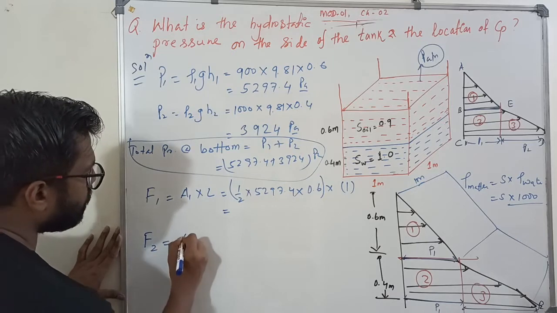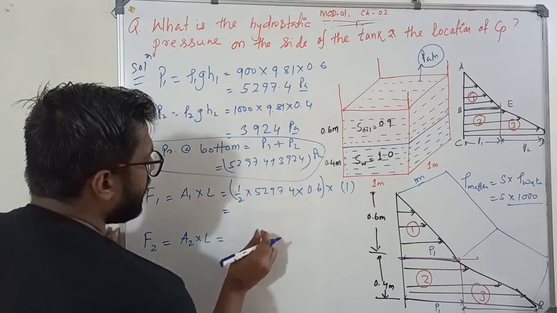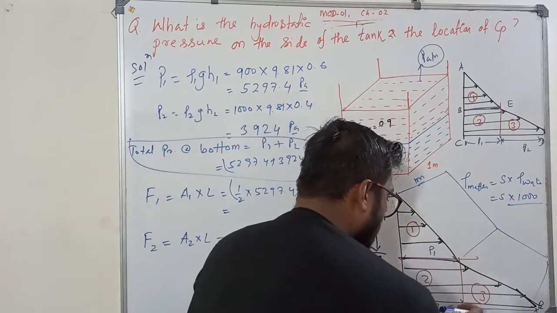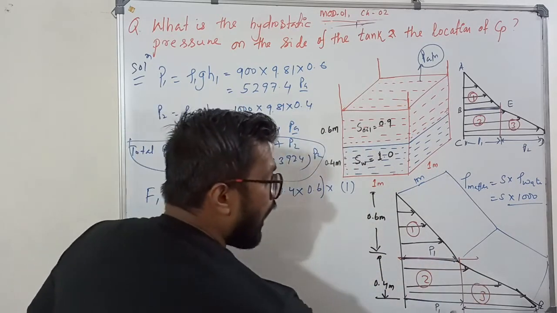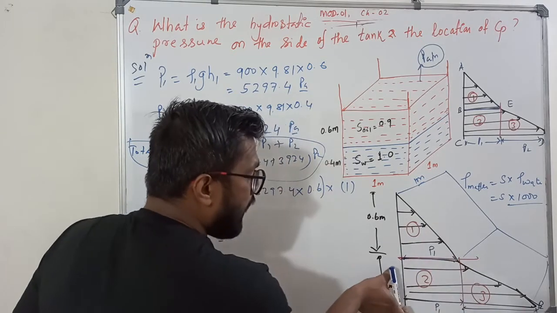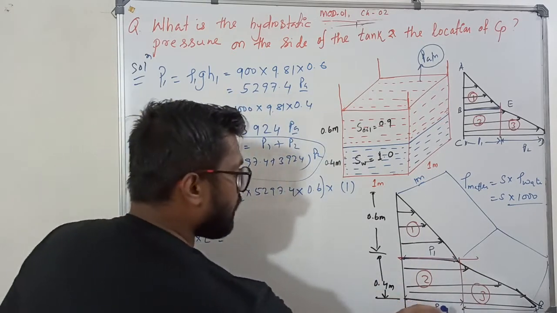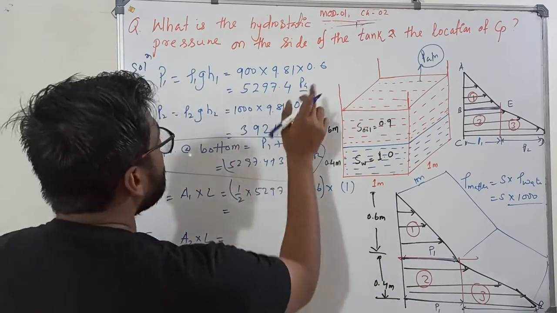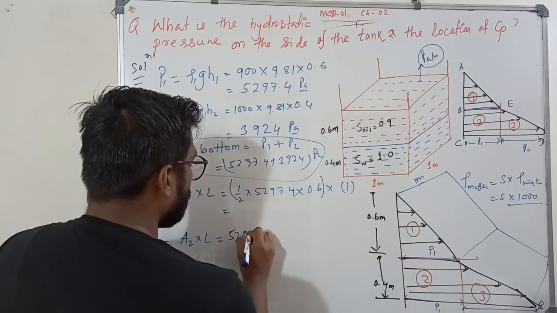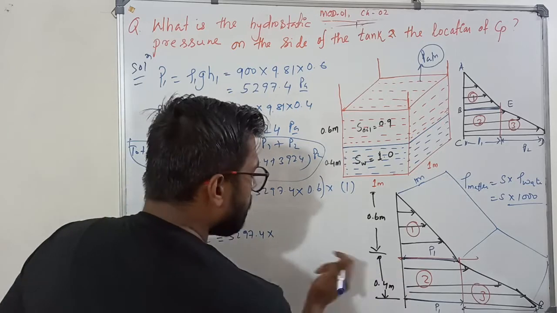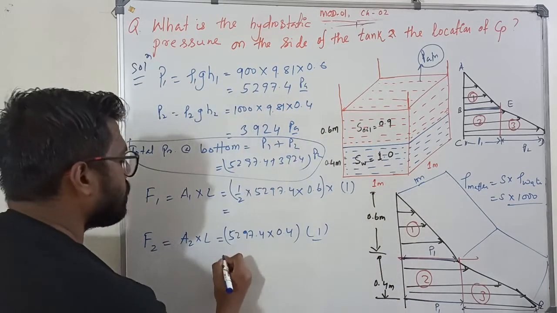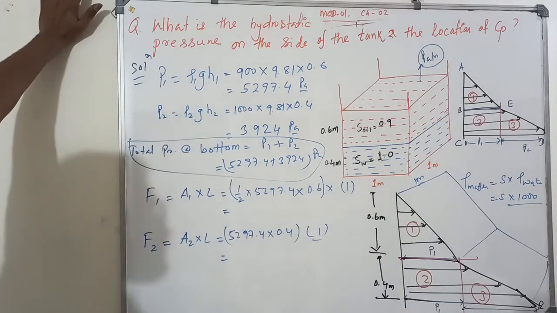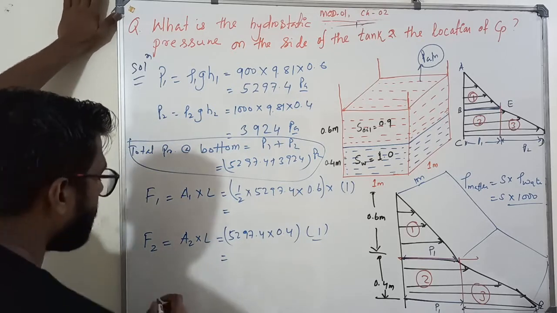Similarly, go for F2. Sir, A2 into L. This is A2. The area is this. What kind of area? Sir, it is a rectangle, having base P1 equal to this and height equal to 0.4 meter. What is your base? Base is 5297.4, multiplied by height 0.4. What is your length? Length is 1 meter. You calculate F2. Very good.